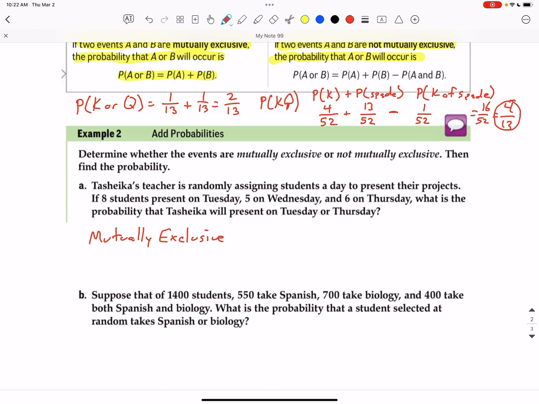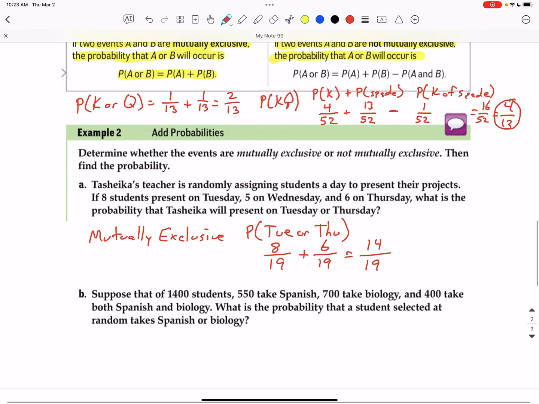And then to find the probability that she presents on either Tuesday or Thursday, we find the probability of each one separately. So 8 students are chosen on Tuesday, so there's an 8/19 chance. There are 19 total students in the class when you add all the students up. It's 8/19ths that she goes on Tuesday. We'll add to that the 6/19 probability that she'll go on Thursday because 6 students are chosen on Thursday. When we add those together, her probability of one of those 2 days is 14/19.